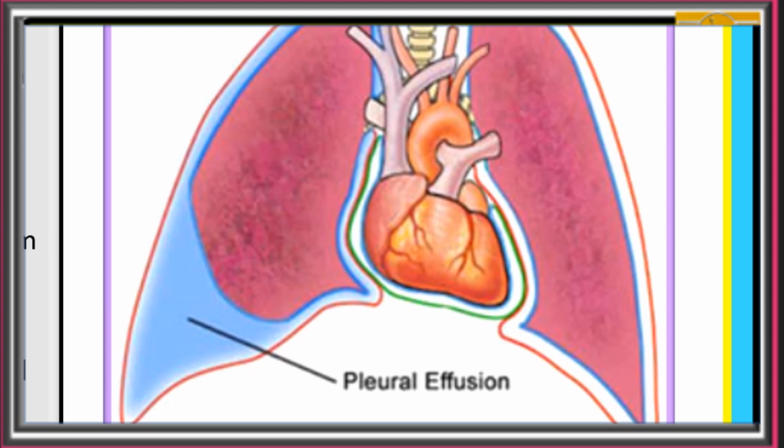The formation of this fluid is as a result of hydrostatic and osmotic pressures between the capillaries. The pleural fluid is normally absorbed into the capillaries of the visceral pleura.